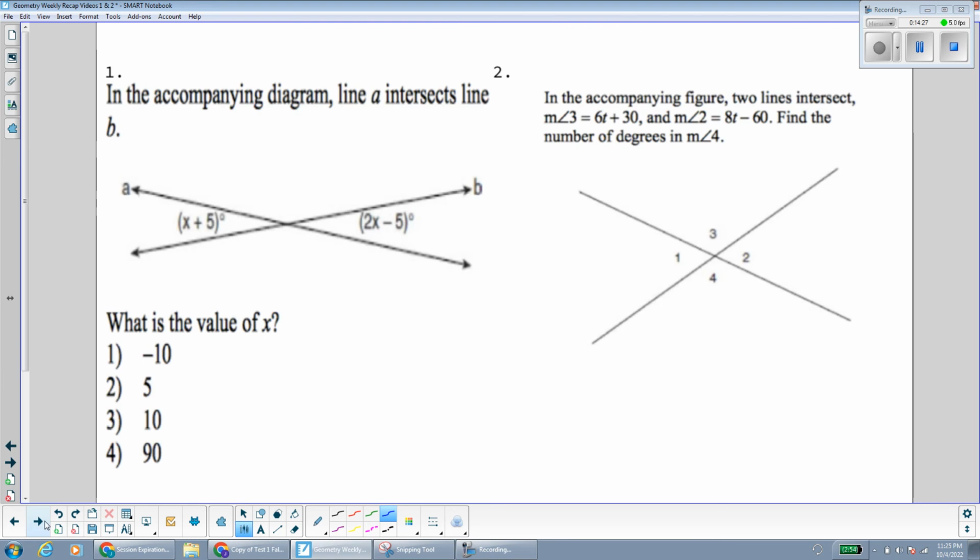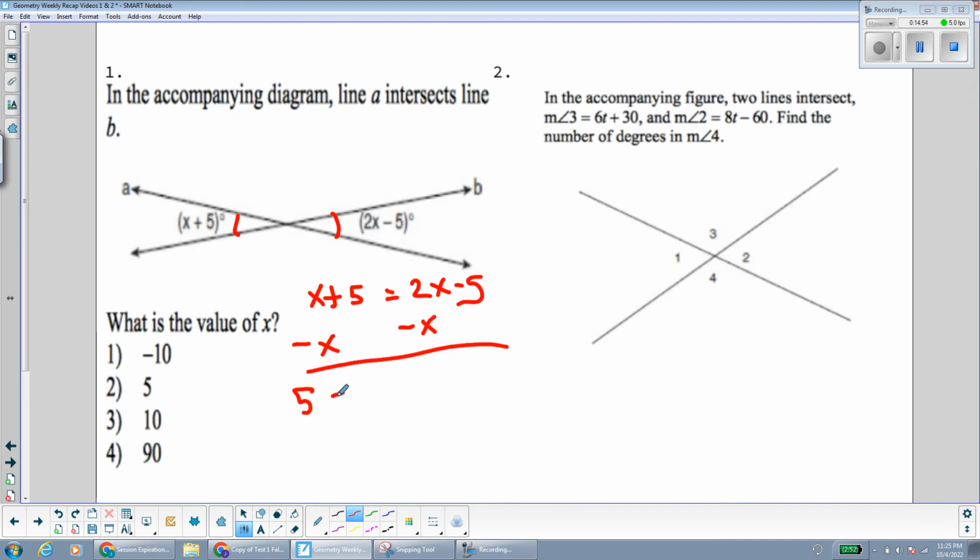Let's do some practice examples. Notice here, intersecting lines, non-adjacent angles that look like they're across from or opposite from each other. That's vertical angles, and vertical angles are always congruent. So I know the x plus 5 degree angle is equal to the 2x minus 5 degree angle. Subtract x from both sides. Add 5 to both sides. And we have our answer.